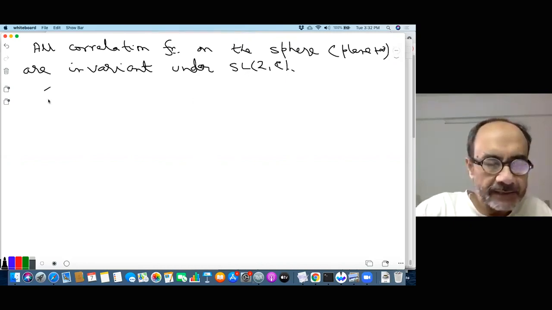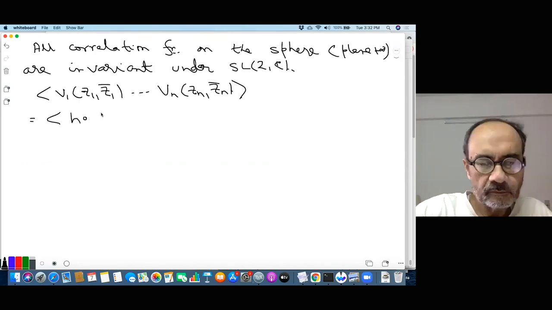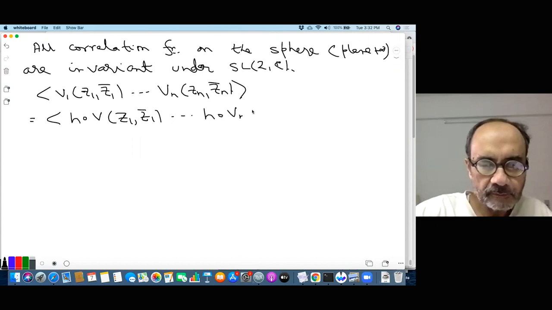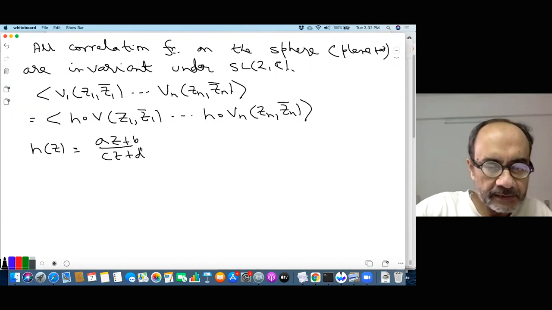So it basically says that if we have a correlation function, then this is equal to the transform of these by some SL2C transformation, where H is an SL2C transformation, so H of Z is (AZ plus B) over (CZ plus D). And you can put one condition on this, AD minus BC equal to 1.